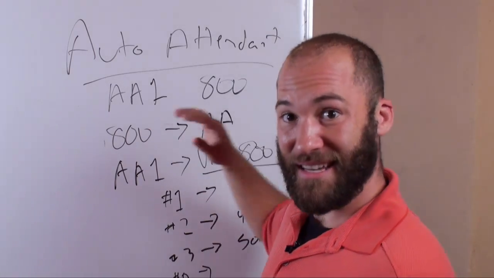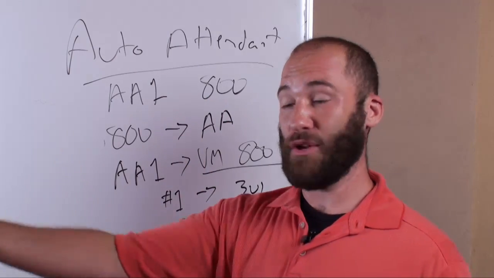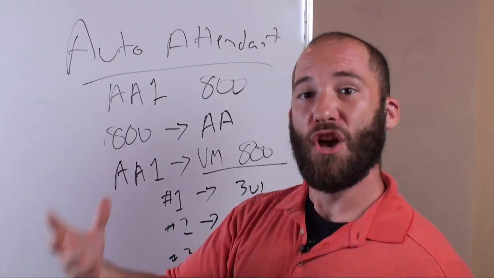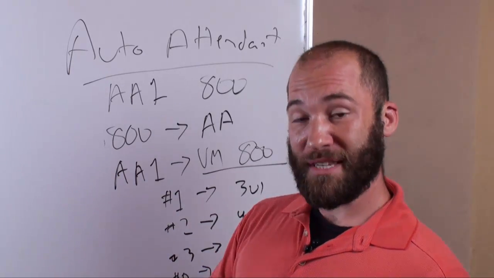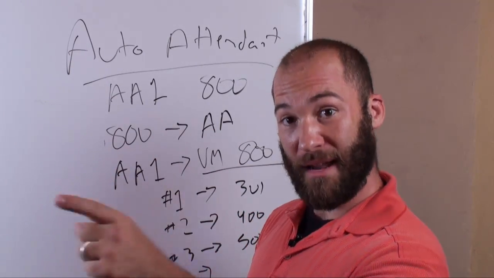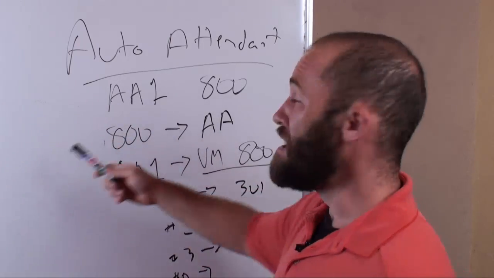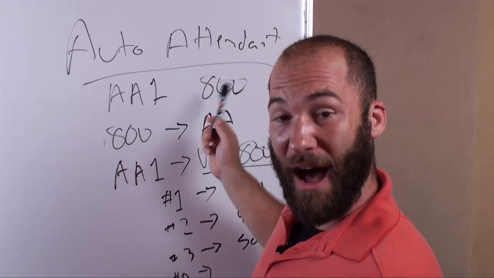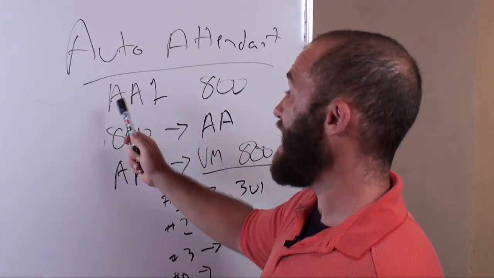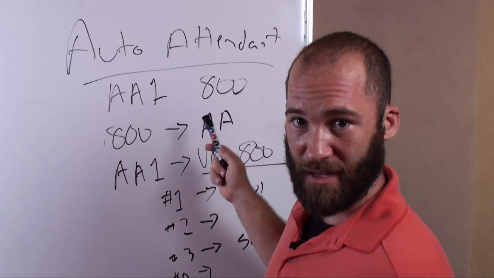So this is basically how the auto attendants are programmed. You have your trunk lines coming in. Your trunk lines are put into a trunk group. You say that trunk group automatically forwards to a certain extension. So here we're saying that that trunk group automatically goes to extension 800. We set up extension 800 as an auto attendant.